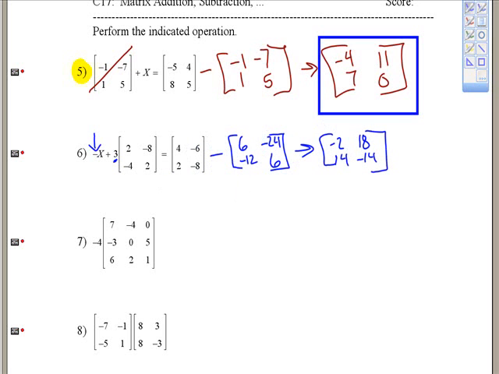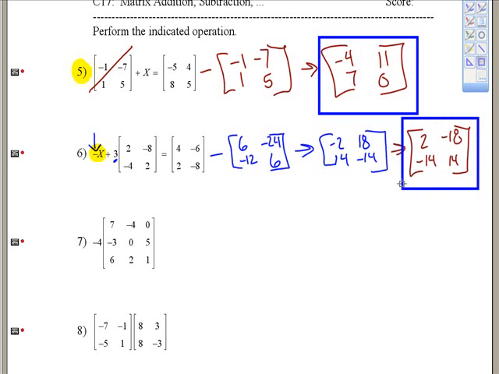The only thing I haven't dealt with is the fact that this all equals negative x now. So I've got to multiply everything by negative 1. When I multiply that all by negative 1, I'm going to get my answer matrix: 2, negative 18, negative 14, and positive 14. So that one took quite a few steps to do, but we're done.